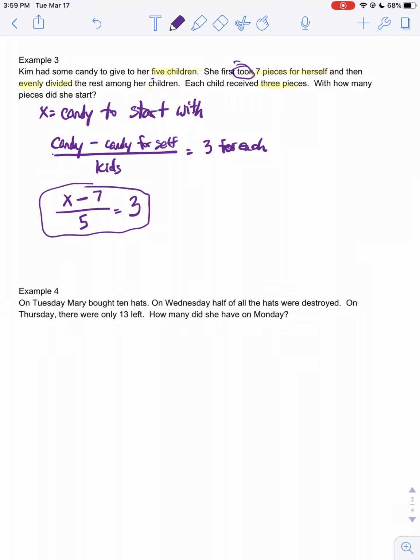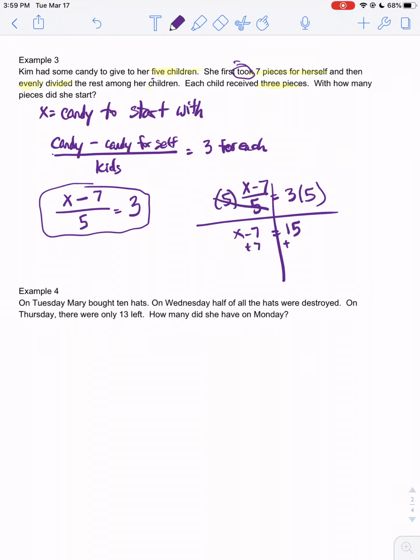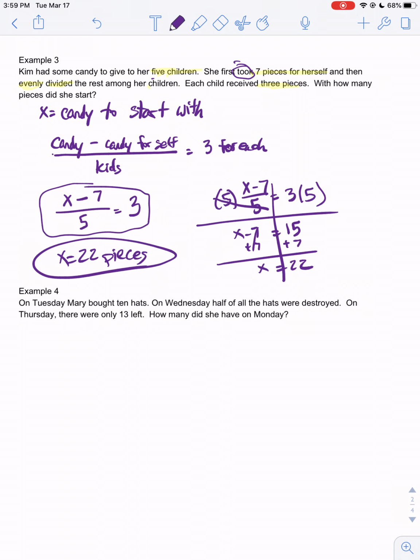Now let's solve it. So I'm going to rewrite it: X minus 7 divided by 5 equals 3. So we see that first division, so that means we have to multiply both sides by 5. 5 divided by 5 is 1. So I'm left with X minus 7 equals 3 times 5 is 15. Add 7 on both sides, and I'm left with X equals 22. So X equals 22 pieces.